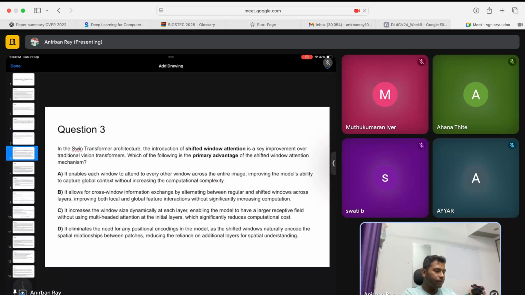In the Swin transformer architecture, the introduction of the shifted window attention is a key improvement over traditional vision transformers. The following is the primary advantage of the shifted window attention mechanism. It enables each window to attend to every other window across the image, improving the model's ability to capture global context without increasing the computational complexity.